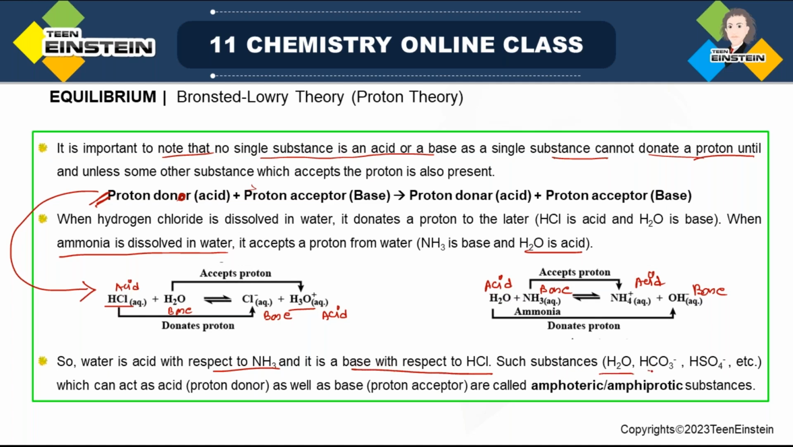This type of substance, which can behave in both ways depending on the other substance, meaning it can act as proton donor or acid as well as proton acceptor or base, has a name: amphoteric or amphiprotic. H2O is the example we have seen here, but another example is bicarbonate, HCO3-. HCO3- can accept a proton and be converted to H2CO3. Similarly, it can donate a proton and be converted to carbonate ion, now with 2 negative charge. HSO4-, after accepting a proton, will be H2SO4 molecule, neutral. But it can also donate a proton because it already has one H, and after donating a proton it will be SO4 2-. So these are examples of amphoteric or amphiprotic substances.